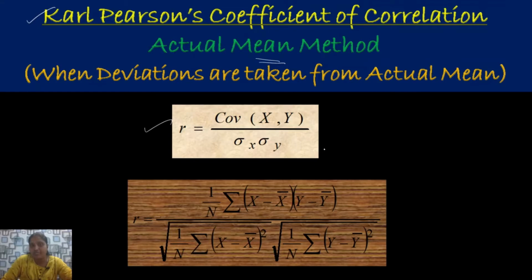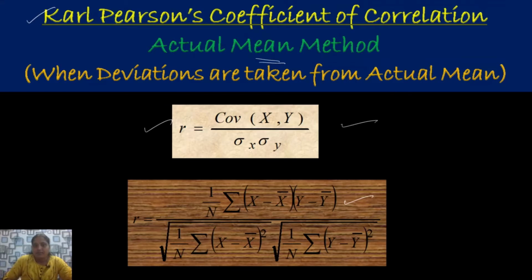Here r is a numerical measure which is used to measure the linear relationship between the two variables x and y, and it is also defined as the covariance between the two variables x and y to the product of the standard deviations of x and y. By just substituting the formula for covariance between x and y, we have 1 over n sigma x minus x bar, y minus y bar. This is the formula which is used to calculate the covariance.